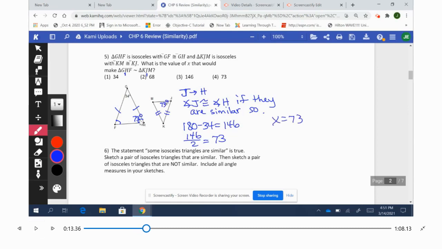So angle H is corresponding to angle J, and angle J is X. So we calculate it to be 73. That's going to be the value of X. Okay. Next one.